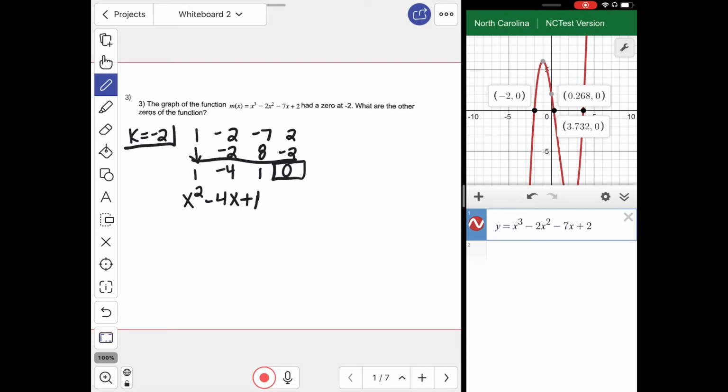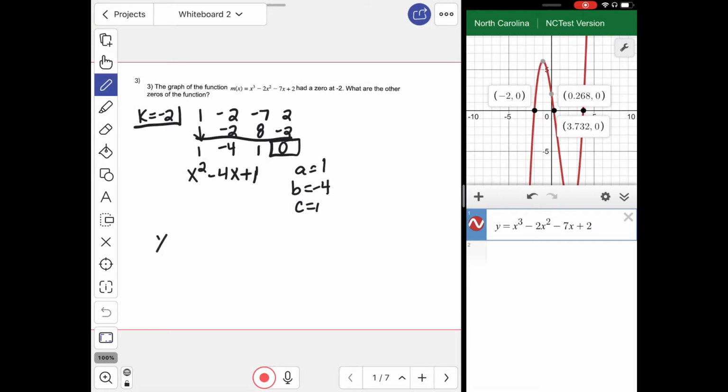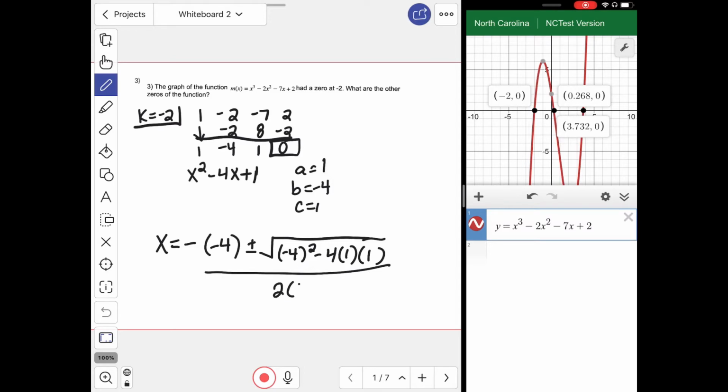Now I would have to use the quadratic formula because there's no numbers that I can multiply to give me 1, but then add to give me -4. So remember the quadratic formula, a is equal to 1, b is equal to -4, and c is equal to 1. So x equals -b, so -4, plus or minus the square root of -4 squared minus 4 times 1 times 1. That's all over 2 times 1.